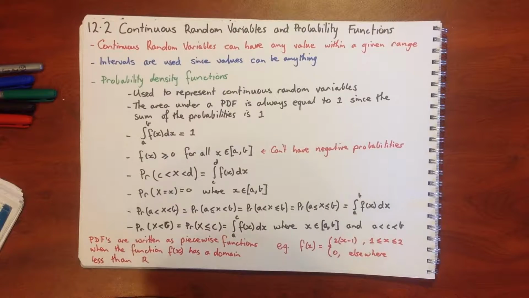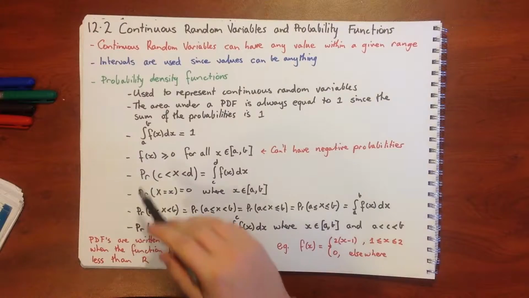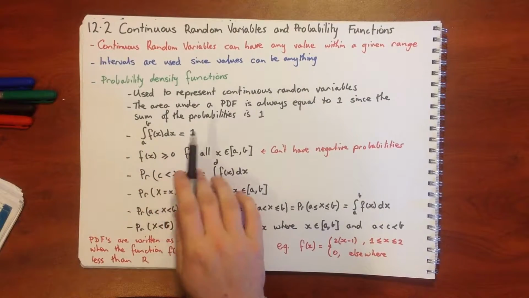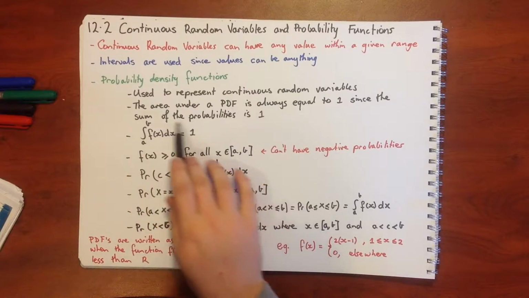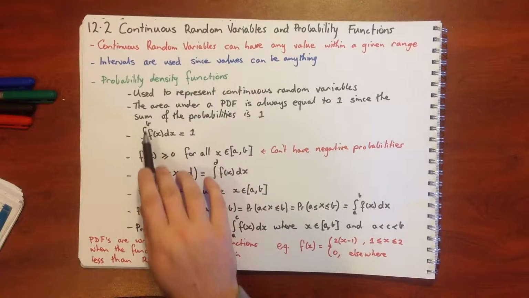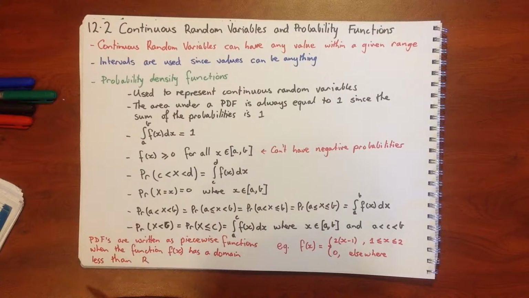Probability density functions are used to represent continuous random variables. The area under a probability density function is always equal to 1, since the sum of our probabilities is equal to 1. So the idea there is that we have an integral from a to b of f of x dx equals 1. If that occurs, then we can say that this function f of x between these two terminals can represent a probability density function.